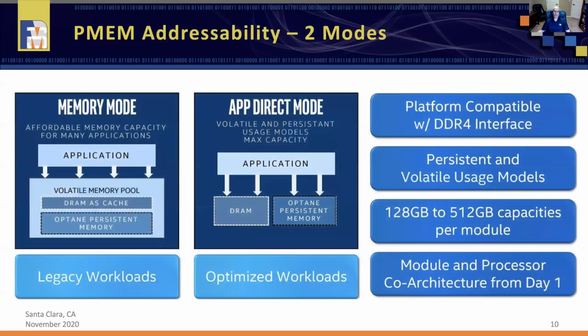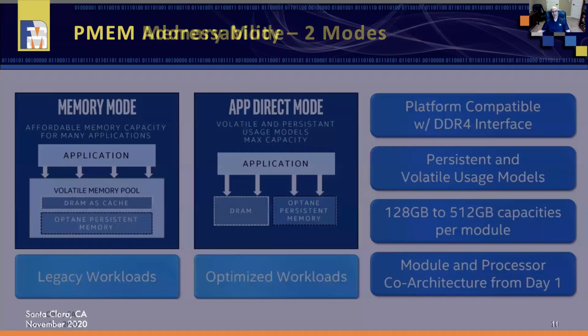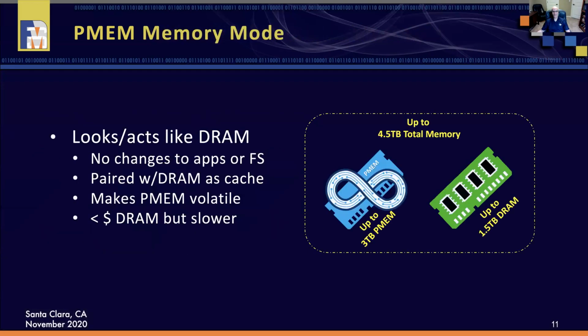Now, there are 2 addressability modes, memory mode and application direct mode. Let's talk about each of those. For memory mode, it looks and acts like DRAM, even to the point where it loses its non-volatility. Whoops, using non-volatile PMEM, but it's volatile now? Yes. But there are no changes you have to make to applications or the file system. It's paired with DRAM. DRAM acts as a cache, as I just mentioned before, and it makes the PMEM volatile during power fails. Oh, well.